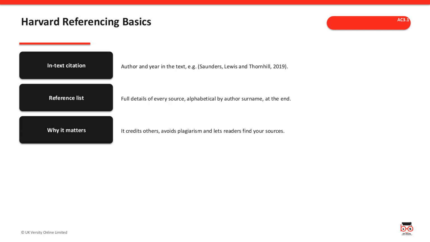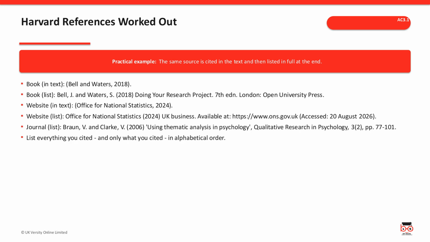down anything for themselves. Let's see referencing in action, where the same source appears briefly in the text and then in full at the end. A book might read in the text as Bell and Waters 2018 and then appear in the list with its full title, edition, place, and publisher. A website like the Office for National Statistics gives the author and year in the text, then a full entry with a web address and the date you accessed it. The golden rule is simple. List everything you cited and only what you cited in alphabetical order.